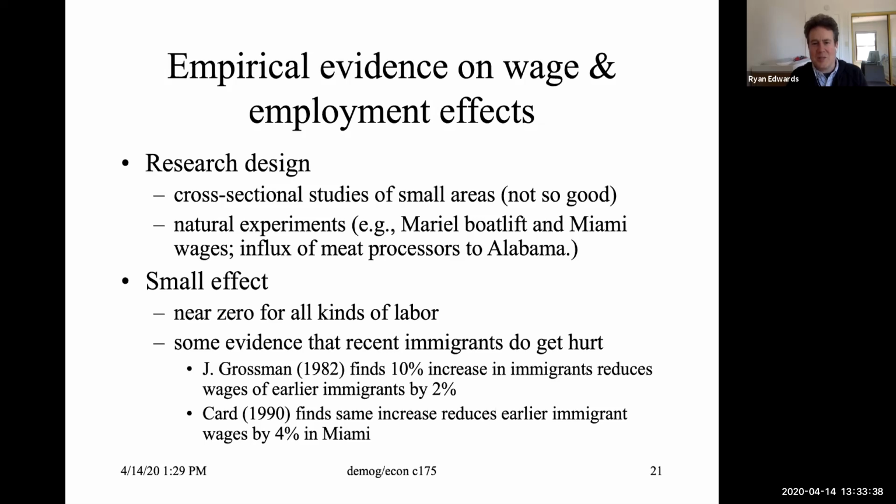Bottom line is that many of these studies seem to show near zero effects for all kinds of labor, which is a bit surprising considering what we have just seen in the theoretical model. With some evidence that recent immigrants do get hurt. So the idea to keep in mind is that in the static model we just looked at, we're comparing domestic labor without a high school degree, calling that unskilled labor, to immigrant workers, and we're imagining that those are basically perfect substitutes.